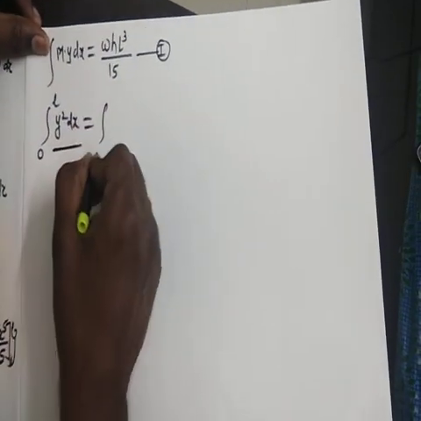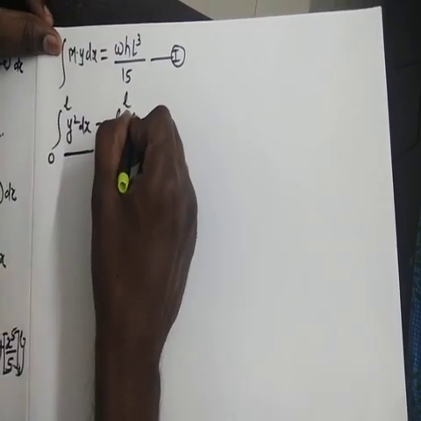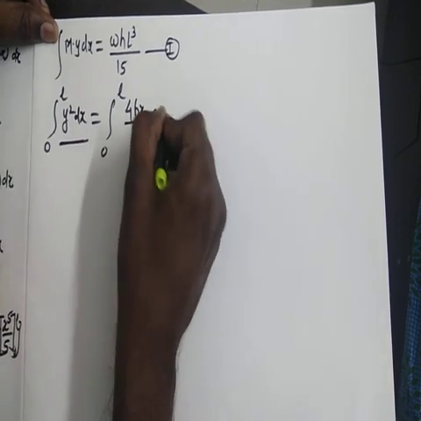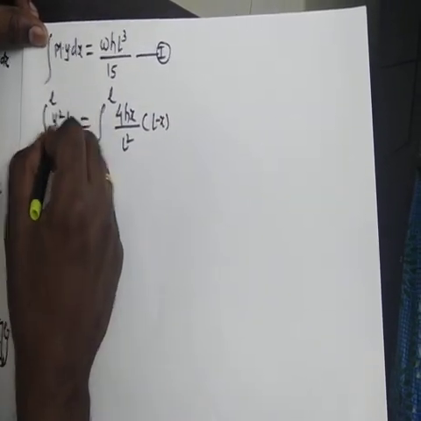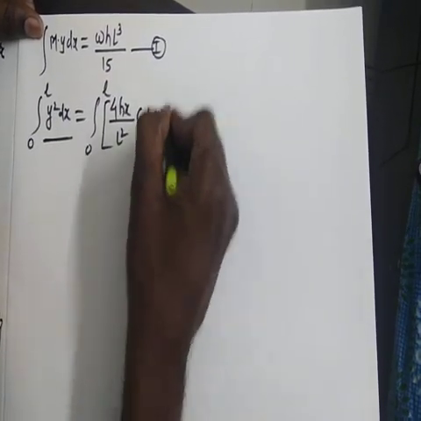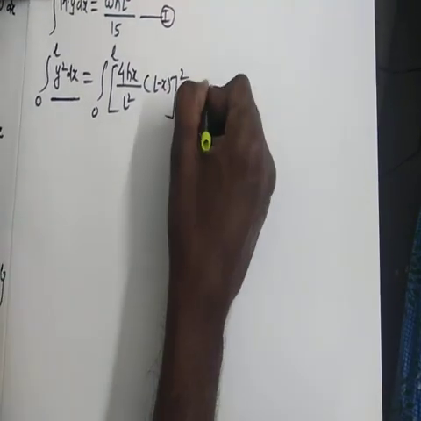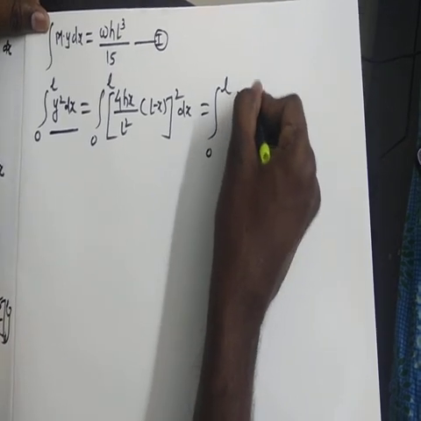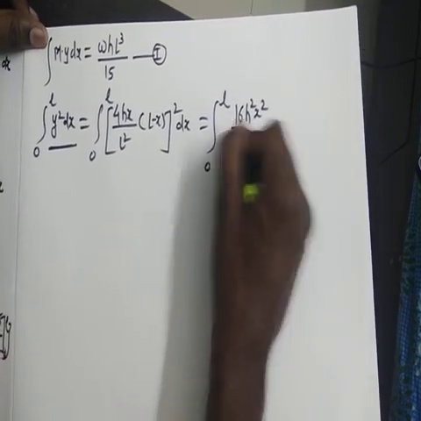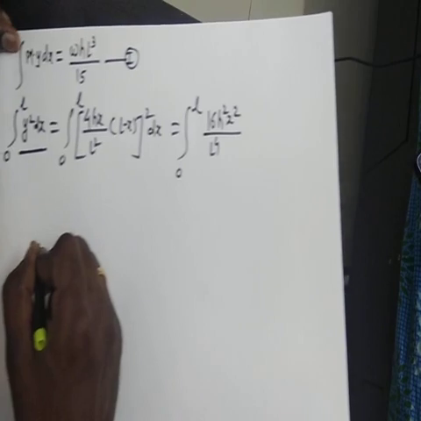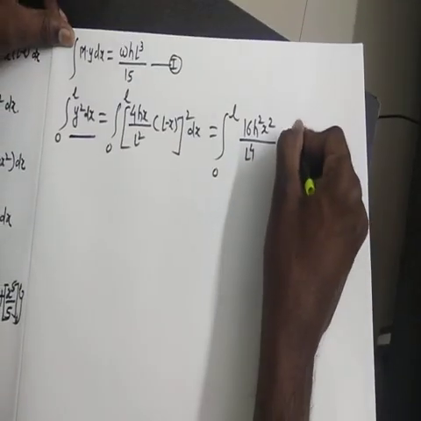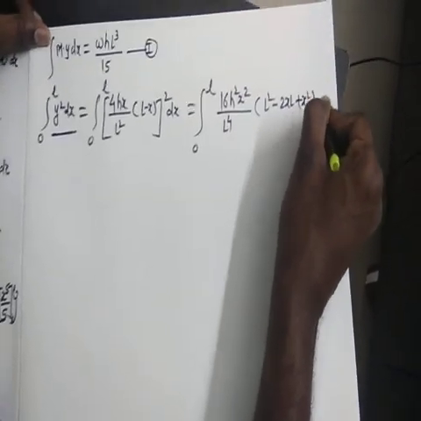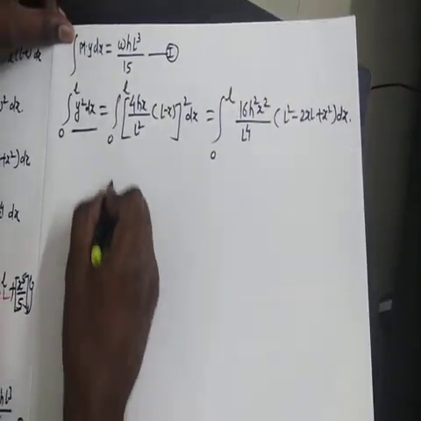Clear? So integration 0 to L, what is y we are having, that is the equation of parabola, 4hx by L square in bracket L minus x. So that is y square dx, equal to integration 0 to L. Now take the square: 16h square x square divided by L raised to 4, in bracket L square minus twice of xL plus x square, dx.